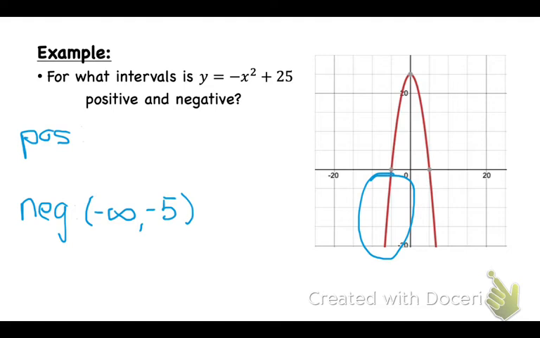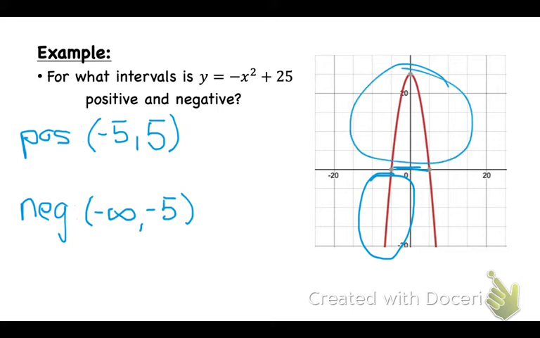So at negative 5, it switches from negative to what? Positive. So you come up here and say negative 5 to what? Negative 5 to 5. For the x values from negative 5 to 5, the graph is positive. The y's are positive. They're above the x-axis.